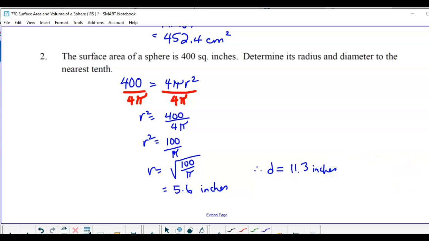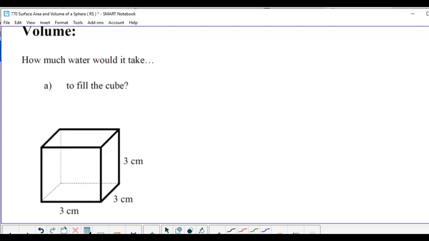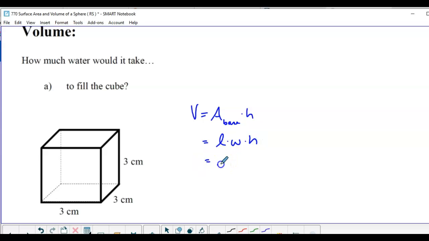All right. Then volume. Again, think about volume as filling up the object inside, the space that it takes up. So how much water would it take to fill this cube? The volume of any prism is the area of the base times the height. For a rectangular base prism, it's length times width times height. And for a cube, it's basically length cubed, because they're all the same. So in this case, it's 3 cubed, which is 27 centimeters cubed.